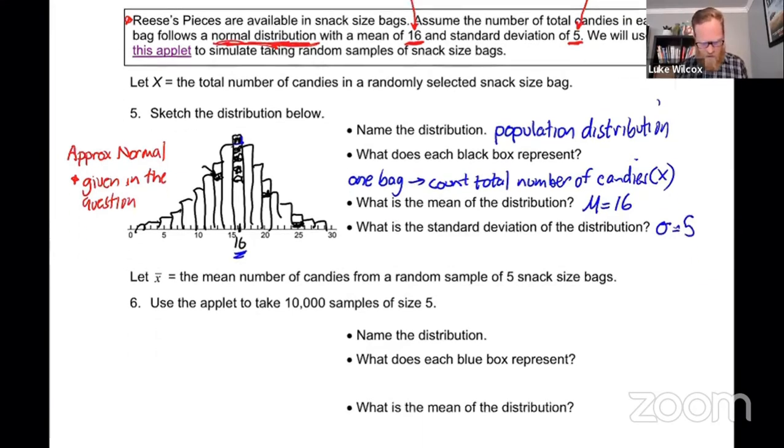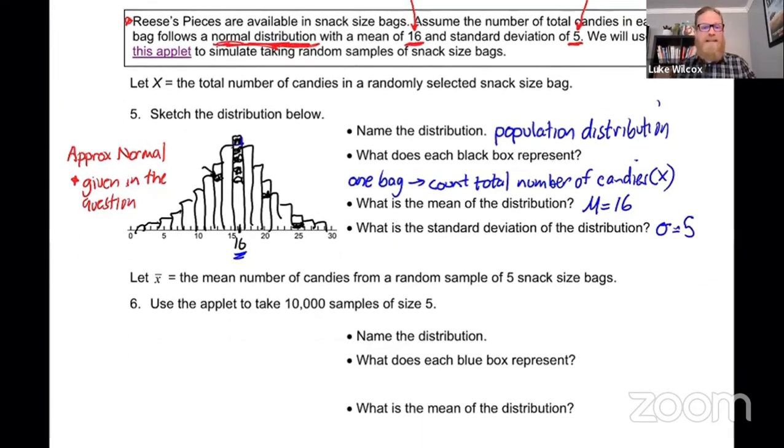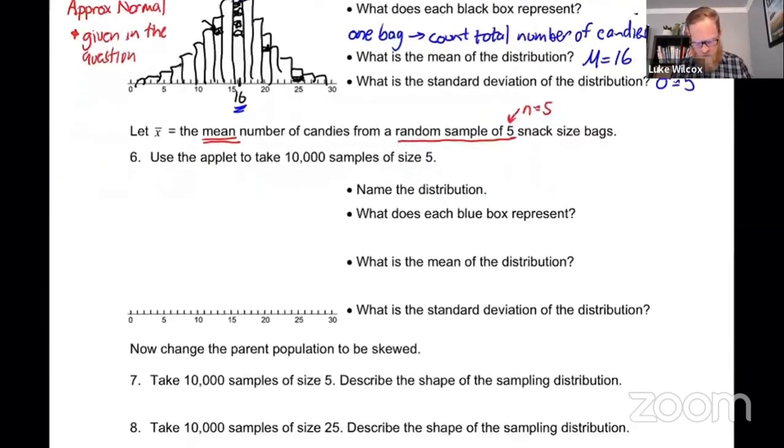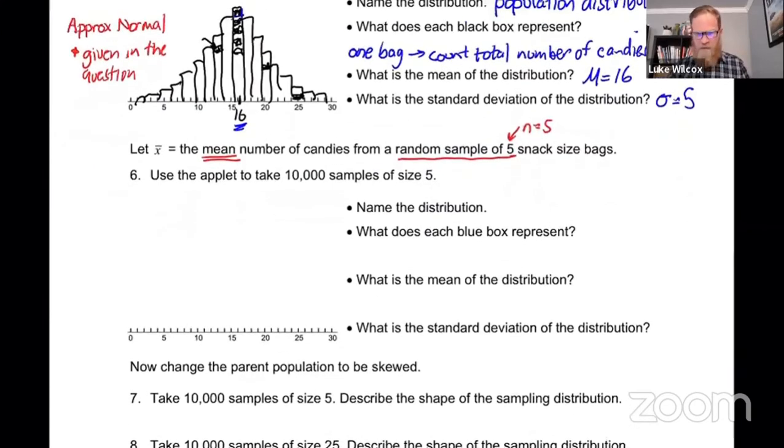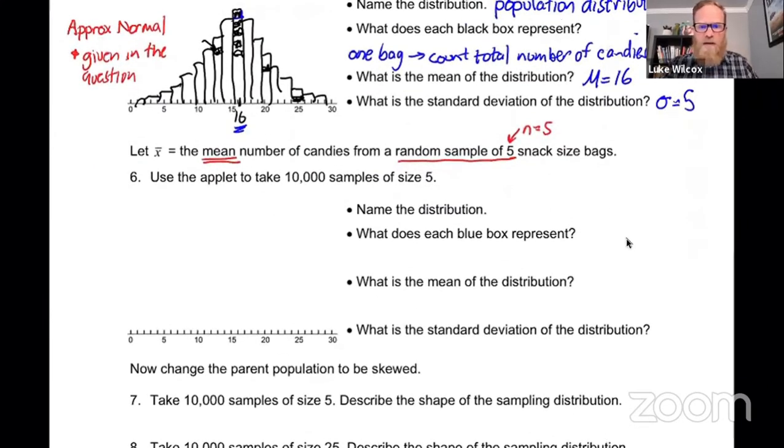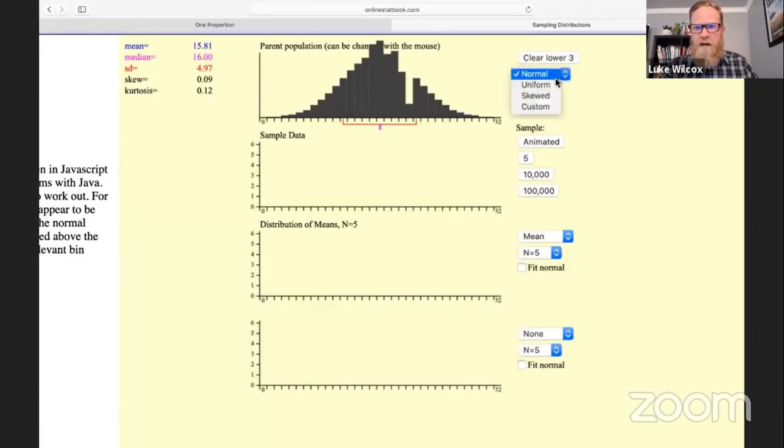Okay, so now let's move down to the next part where it says let x bar equal the mean number of candies from a random sample of 5 snack size bags. So we are going to take a sample of 5 snack size bags, count the number of candies in each one, and find the average from those 5 bags. So it says use the applet to take 10,000 samples of size 5. Well, let me jump back to the applet here. And let's see if we can take a bunch of samples here.